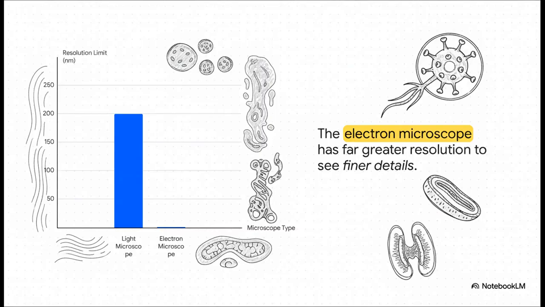And this is precisely where the light microscope hits a wall. Its best possible resolution is around 200 nanometers. Anything closer together than that just blurs into one blob. But the electron microscope? Its resolution is less than 1 nanometer. That's not just an improvement, that is a total game changer.